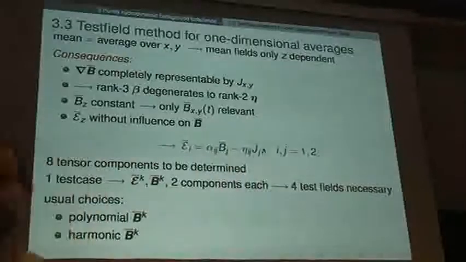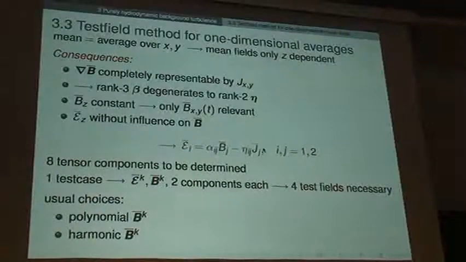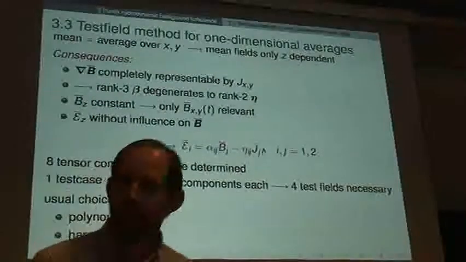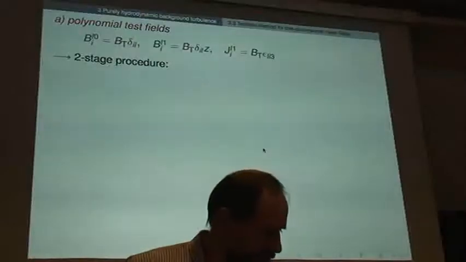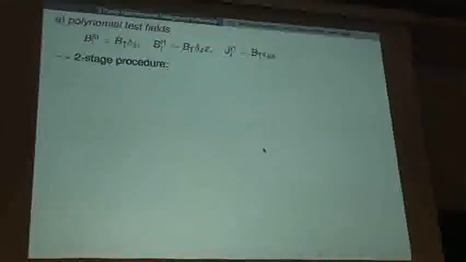And the usual choices are, I'm not aware that something was done beyond that even, polynomial test fields or harmonic test fields. Let us first consider polynomial test fields. It could be, for instance, constant fields, where either the x or y component is simply a constant, and another sort, expressed by this delta operator, where either the x or y component is proportional to z simply, and then the mean current is constant.